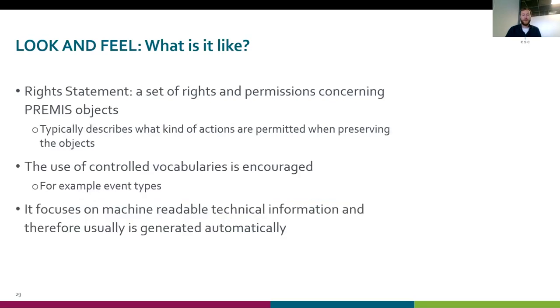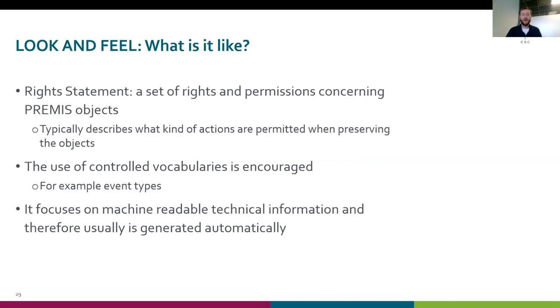The PREMIS rights statement is a set of rights and permissions concerning the objects. And the PREMIS rights typically don't describe the intellectual properties, such as the IPR or something. It describes what kinds of actions are permitted when preserving the object. Can the object be copied? Can it be changed, migrated? Can something else be done with this object? This is the typical use of the PREMIS rights statement.